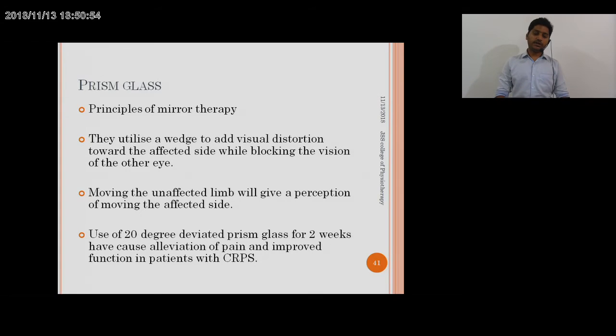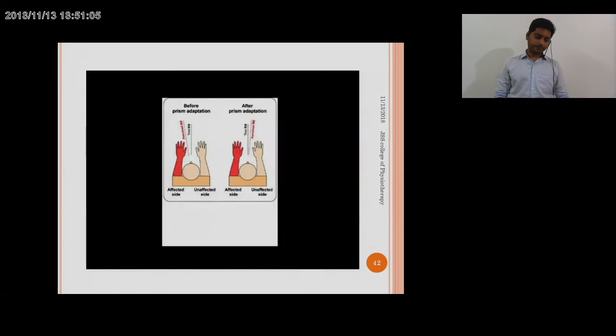Use of 20-degree deviation prism glass for 2 weeks has caused alleviation of pain and improved function in patients with CRPS. And this has to be done continuously. 1 or 2 sessions is not going to help. And this is the picture of people using prism glasses. In the first picture, there is before prism distortion, and in the second picture it is after prism distortion. There will be a distortion of vision, and it is going to bring lateral vision to your patient. Laterality is going to be more stressed in this particular theory.